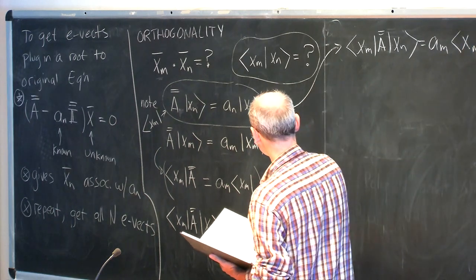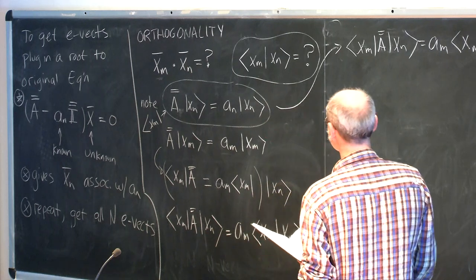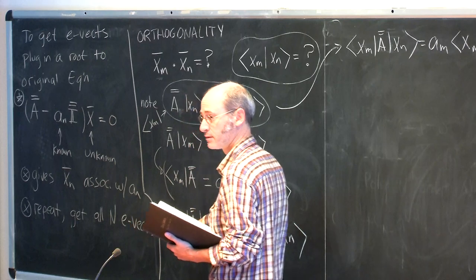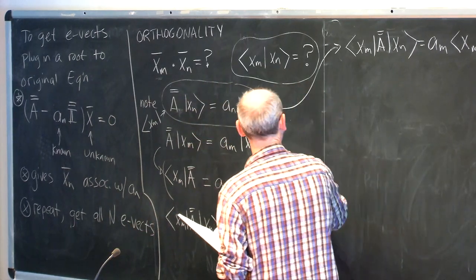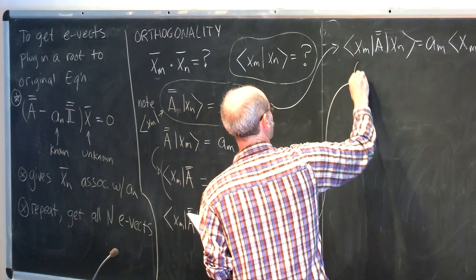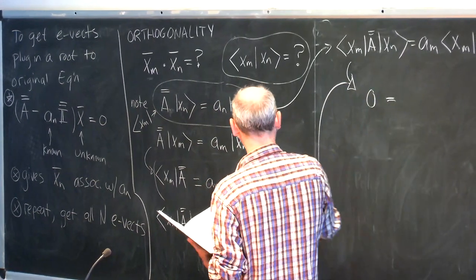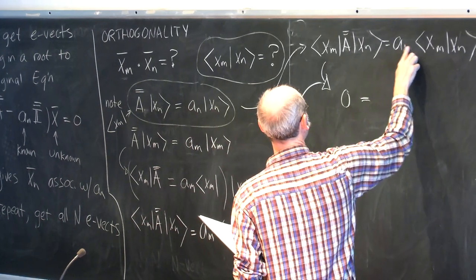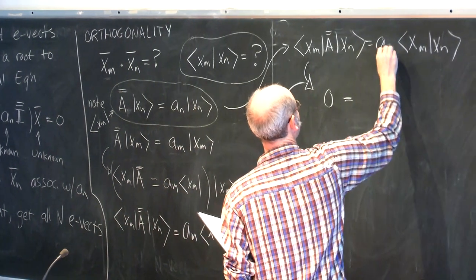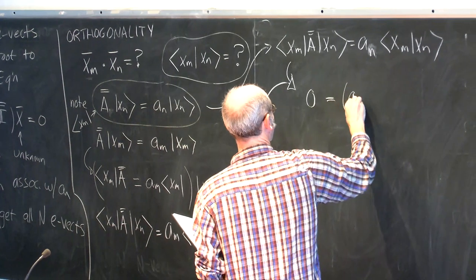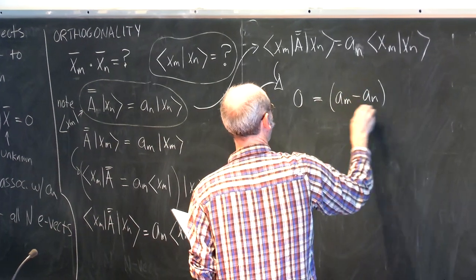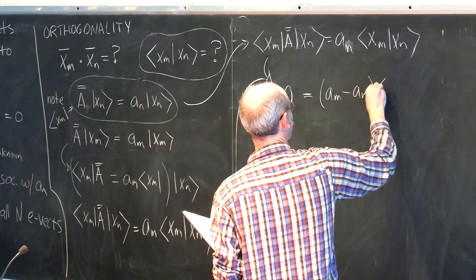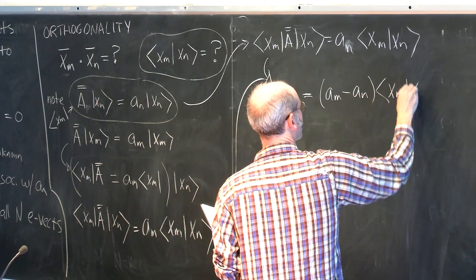So if I look at this equation and I look at this equation and I subtract them from each other, so I subtract the left-hand side from the left-hand side, that's zero. They share the same left-hand sides. And on the right-hand side, they're almost the same. They both have this inner product, but one of them has an a sub n, the mth eigenvalue, the other one has the nth eigenvalue, but they're both multiplying this inner product.